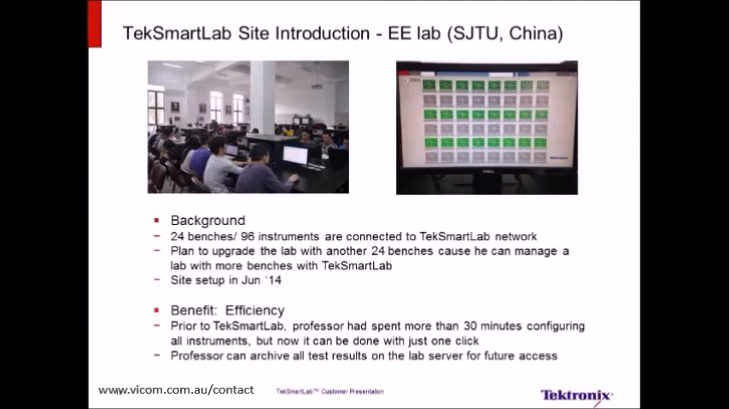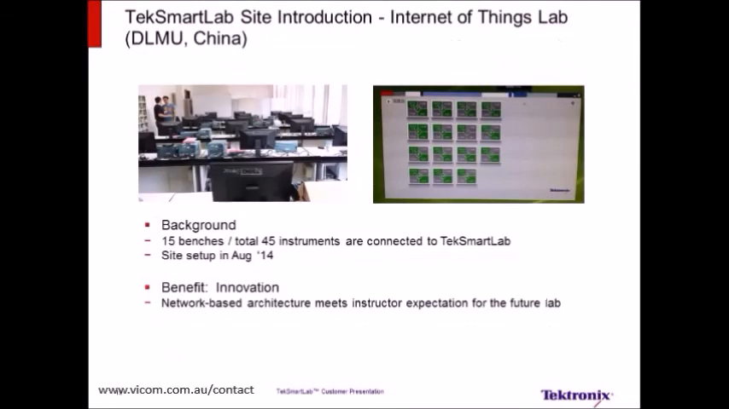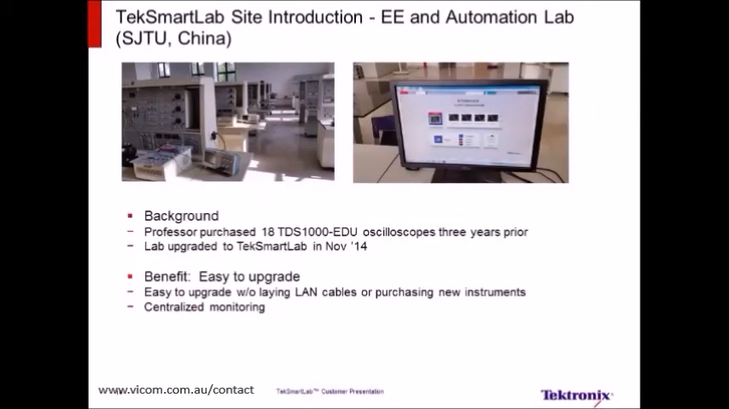Another need which can be met by TekSmartLab. The second university site has 45 instruments and 15 benches. This is an Internet of Things lab. Here, the network-based TekSmartLab helped meet the professor's expectation for upgrading the lab in the near future. The last university site was one that needed to be upgraded.